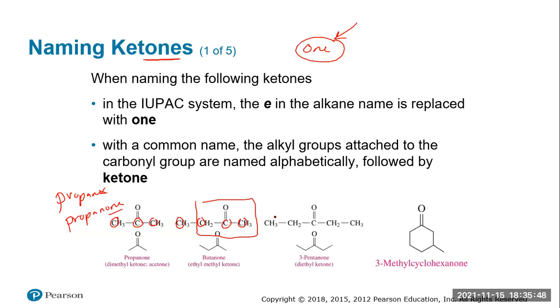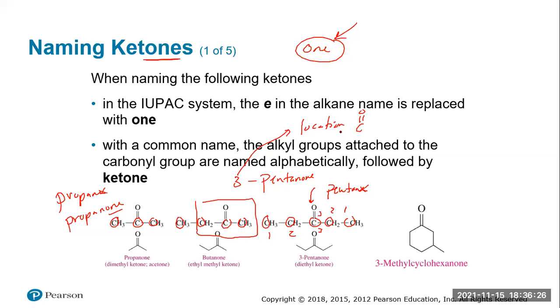Now, when we get to 5 carbons, this is 1, 2, 3, 4, 5, based off of pentane. Drop the E, it becomes pentanone. We do need to give the location of where that carbon-oxygen double bond is located. In this case, no matter which way you go, it is located at carbon number 3. So that is why it's called 3-pentanone. The 3 is the location of the carbon-oxygen double bond.